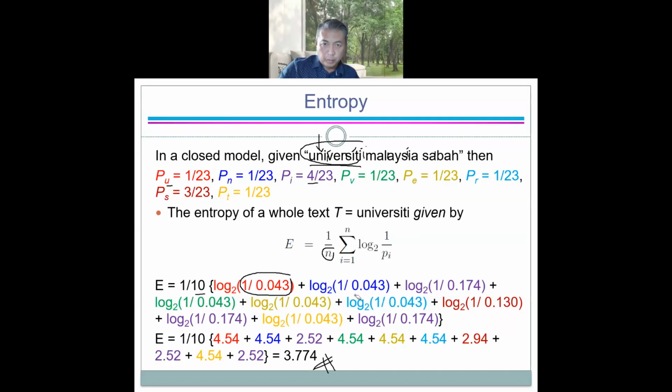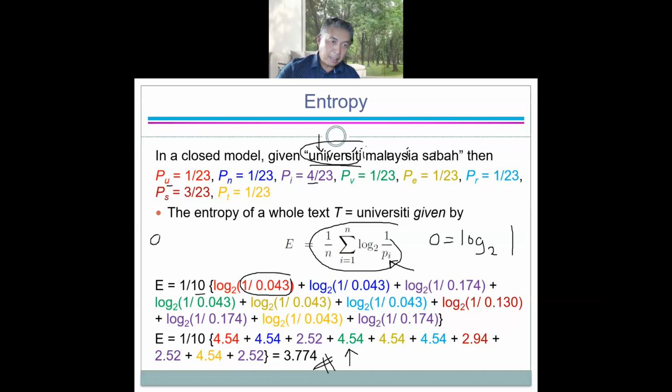Berapa? What is the value for this log to 1? What is the value? 0, kan? So this is 0. So that means if the probability of that particular symbol is high, your value for your entropy will be 0. So that means it carries less meaning. If your entropy value is high, that means you carry more meaning lah.